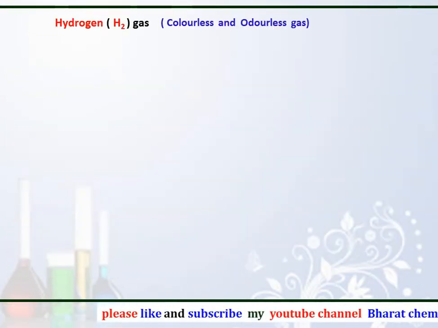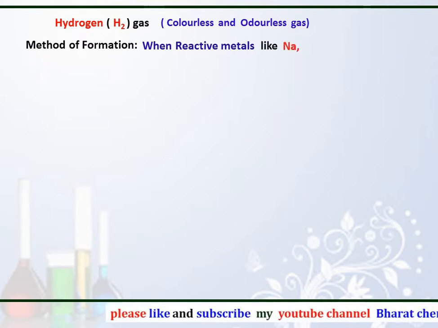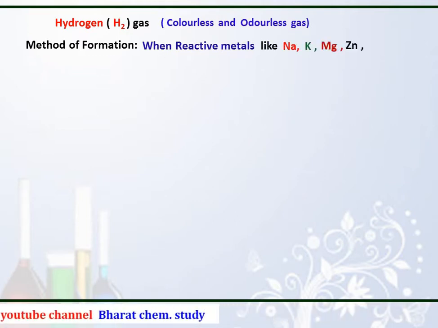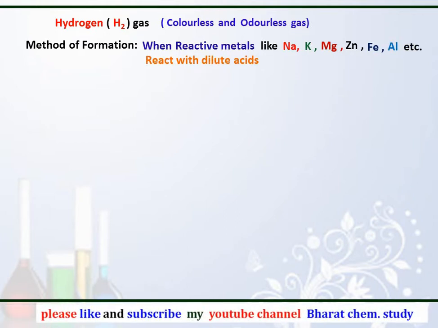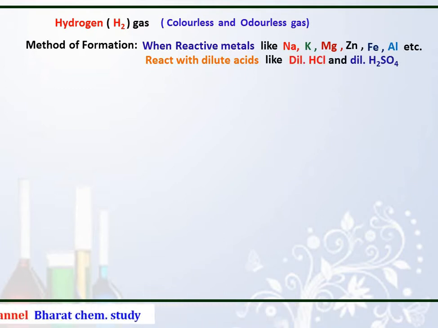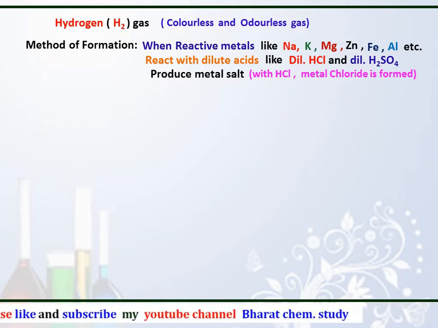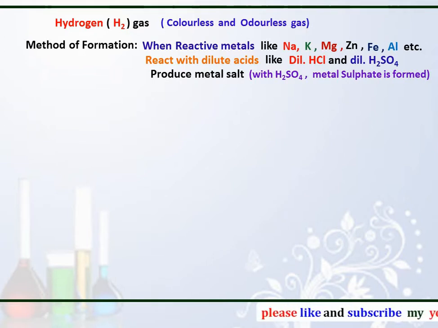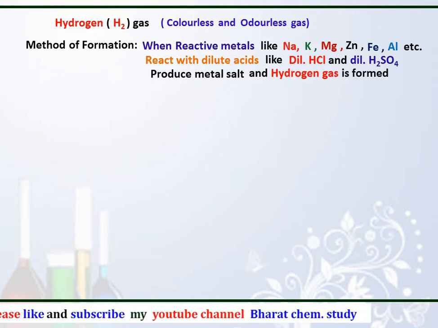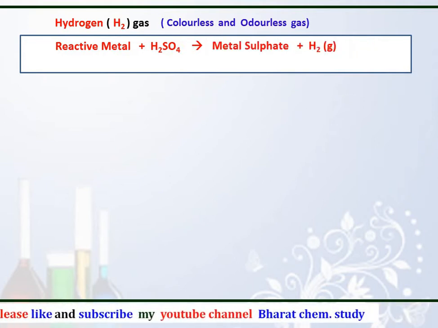Hydrogen gas. It's a colorless and odorless gas. The method of formation of hydrogen gas is that when reactive metals like sodium, potassium, magnesium, zinc, iron, aluminium, etc. react with dilute acids like HCl and dilute H2SO4, they produce metal salts. With HCl, metal chloride is formed as a salt, and with H2SO4, metal sulfate is formed as a salt, and hydrogen gas is produced. So reactive metals plus dilute sulfuric acid give rise to metal sulfate and hydrogen gas.